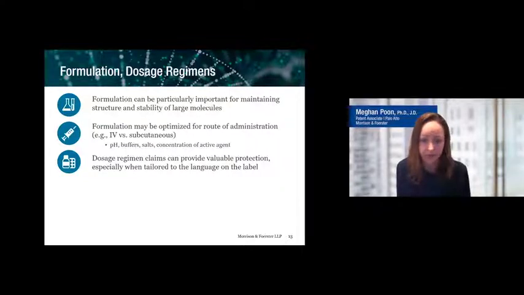pH, buffers, salts, concentration of the active ingredient are all things that you want to think about in terms of whether there might be something that's protectable there. Dosage regimen claims also can provide valuable protection, but when you craft your dosage regimen claims, you want to be very careful to follow the language on the label. So usually these type of claims come up later during product development, close to around the time of approval when you've really settled on a very specific dosage regimen that you're going to use to administer the biologic.